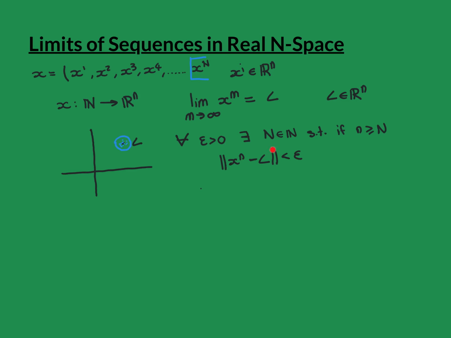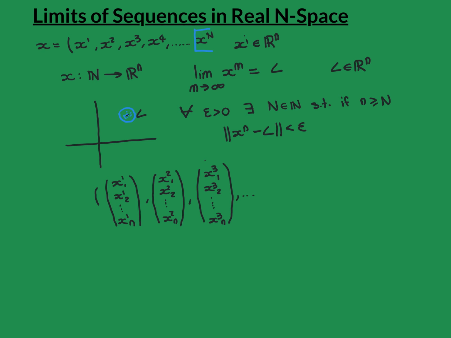It's no longer just the absolute value, instead it's now the norm, which is taking the place of the absolute value. And of course, when I say norm here, I mean the Euclidean norm on the n-dimensional real vector space. Whenever I talk about real n space, I mean the n-dimensional real vector space with the Euclidean norm. So the next thing that I want to do is talk about the coordinate sequences and how convergence of the coordinate sequences relates to the convergence of the overall sequence of vectors.